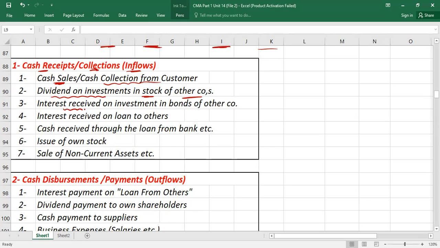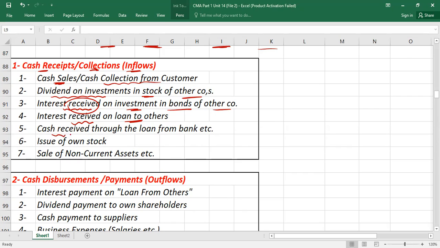Sometimes you have an interest received on investment in the bonds of other companies. So sometimes, guys, you may invest in the bonds, you may buy the bonds of another company. Obviously other companies may pay you interest, so that interest is also a receipt for you because it is interest received. Then you might have an interest received on loans to others. Just think from the bank's point of view. If you are a bank, obviously you are lending money to other companies, so other companies are paying you interest on that. So interest received on loans to others is also your cash receipts.